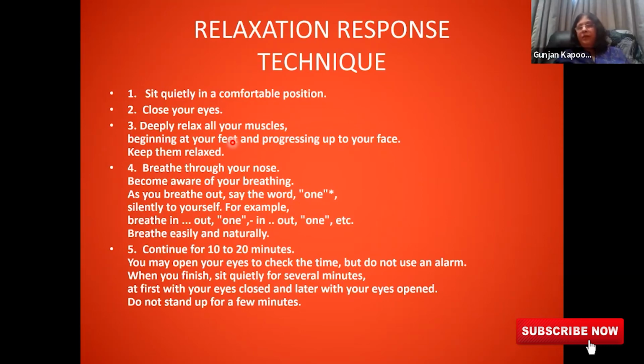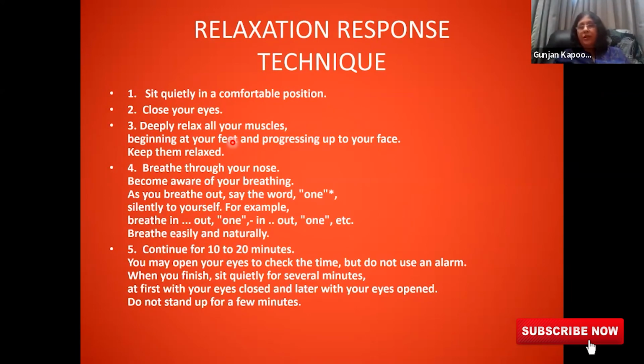So if you have a spiritual or religious bent of mind, you can select any word associated with your religion or your personality. You can say Om, you can say Om Namah Shivaya. Christians can talk about Jesus. If you are an atheist, you can simply say "one, one, one, one." And while you are breathing in and breathing out, you have to only focus on your breath. Shift your awareness to your breath and keep chanting "one, one, one, one," or Om Namah Shivaya. And you have to continue to do it for 10 to 20 minutes.